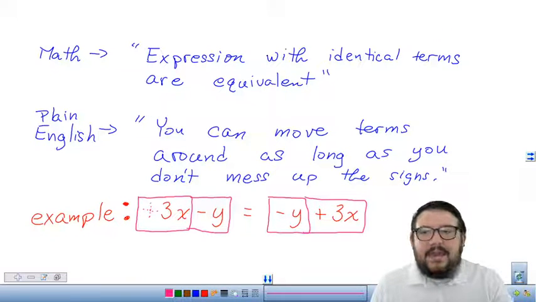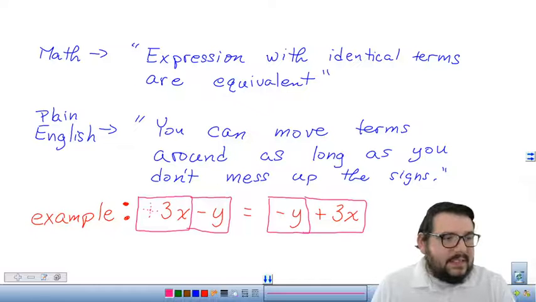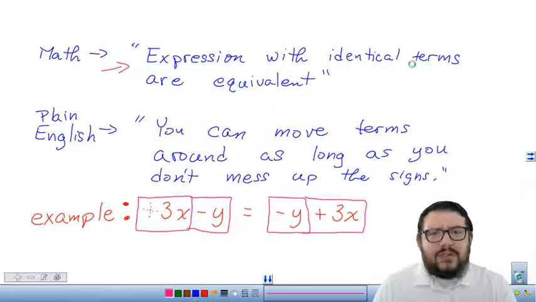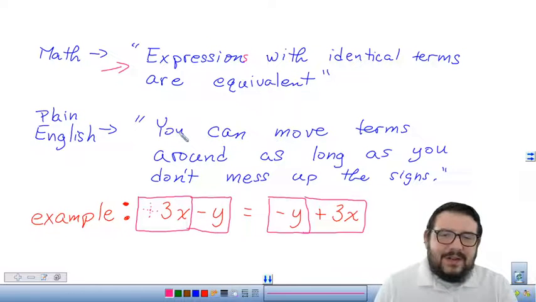So in math, there might be a fancy sentence like this one. An expression with the identical terms are equivalent. Okay, so expressions with identical terms are equivalent. But what does that really mean?